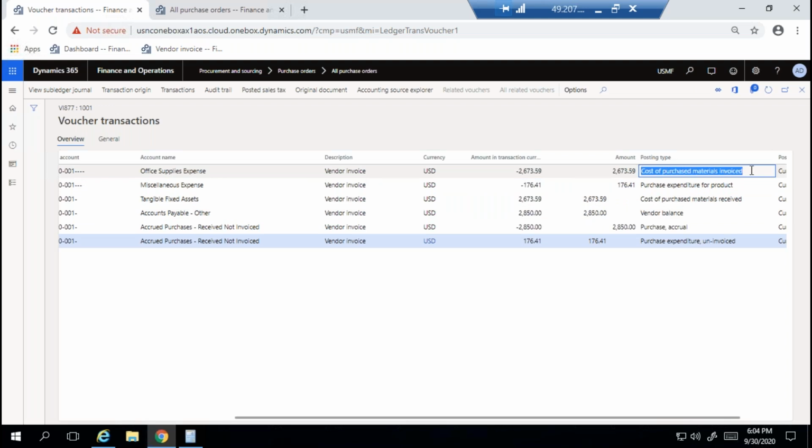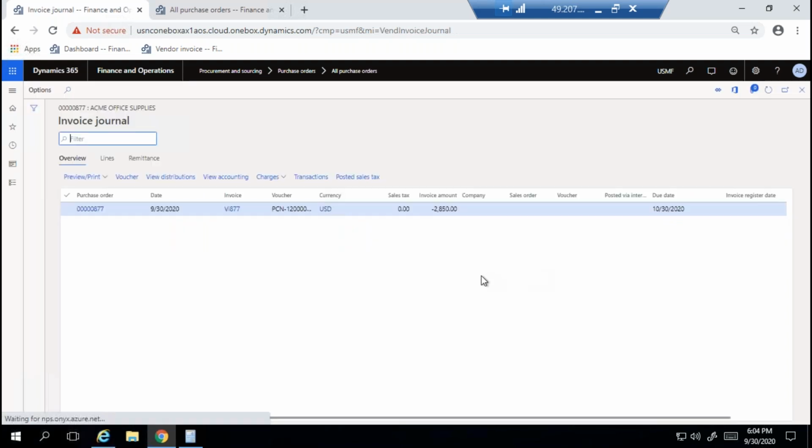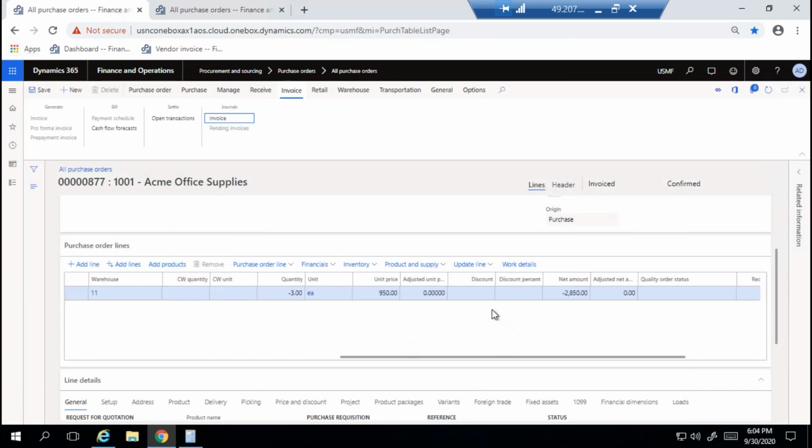So the cost of the material is actually, look at this one. This is the material cost, 2850, and this is the cost of material on the invoice, 2673.59. The difference was posted to this. This is the cost of the material. So I will show you a single item so that you can understand. Okay, the same we will do for one item manually.